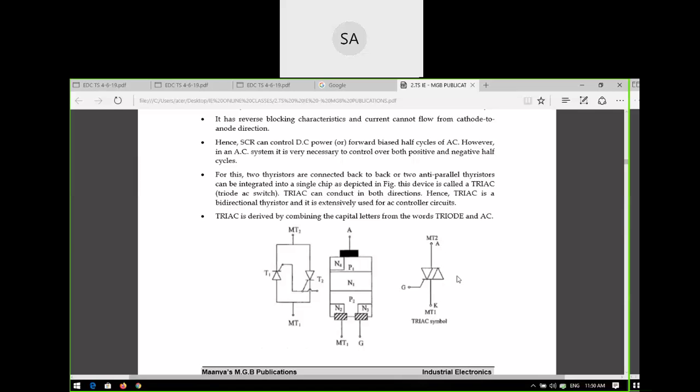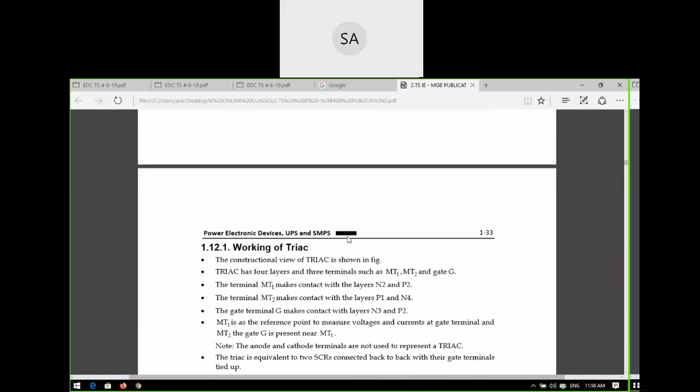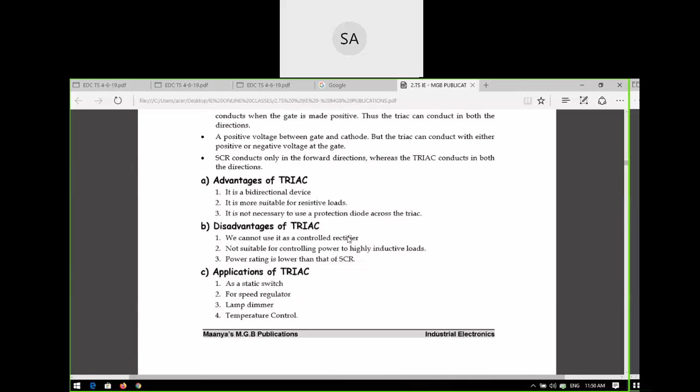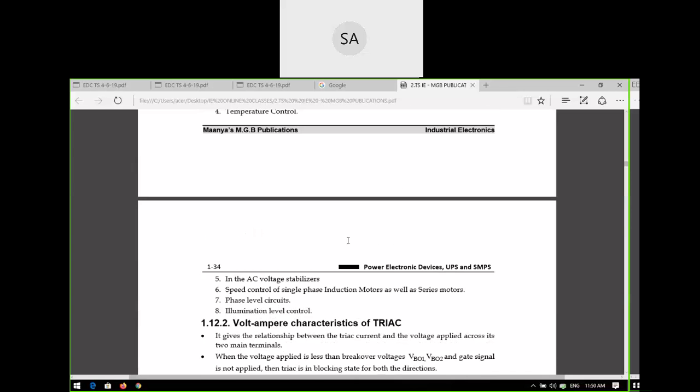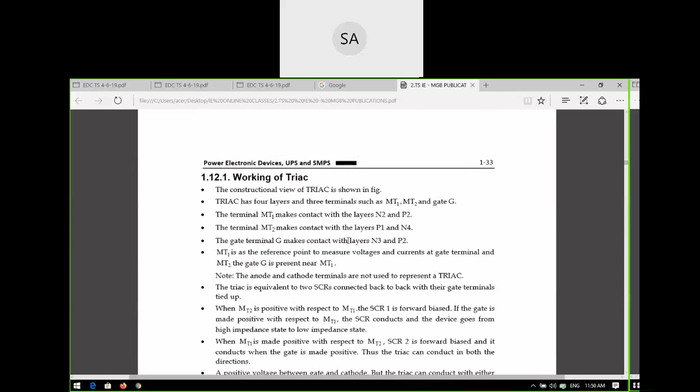So they can be interchanged, and a gate terminal is also there, and the SCRs are connected in anti-parallel, back to back or anti-parallel. Both are the same. Okay, and the working of the TRIAC, if you see, how can the TRIAC work?